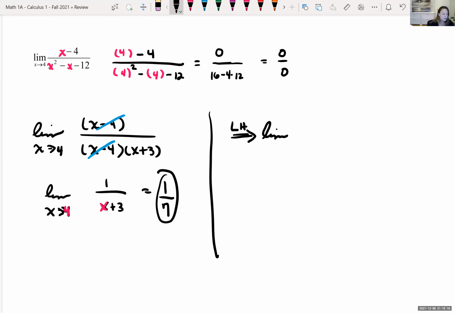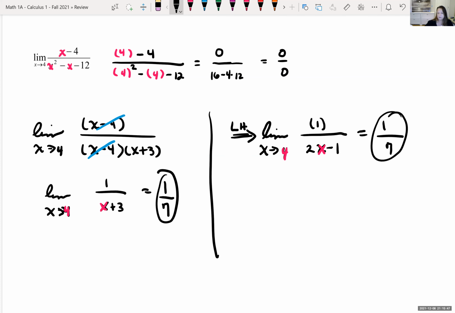L'Hopital's rule says that if you get the indeterminate form of 0 over 0, we can look at the derivative of our numerator, which is just 1, divided by the derivative of the denominator. The derivative of our denominator is 2x minus 1. Now if we do our direct substitution, wherever we saw an x, we would get 1 all over 2 times 4, which is 8, and then 8 minus 1 is 7. So we get 1/7.